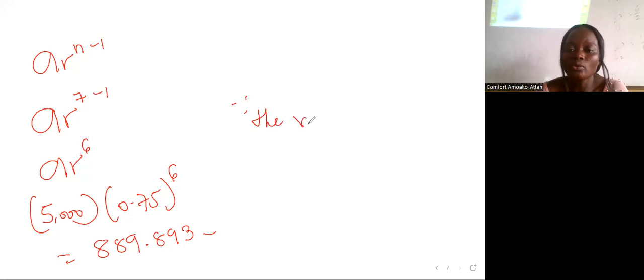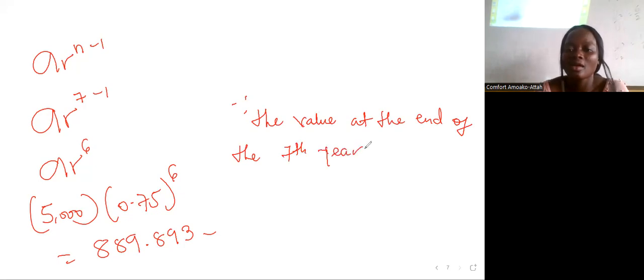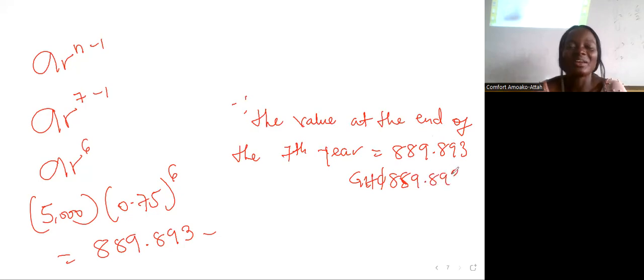So therefore, the value at the end of the 7th year is equal to 889.893 Ghana cedis. Don't forget to add your Ghana cedis. Are you okay? All right, so those who paid attention, I believe you should get this one right.